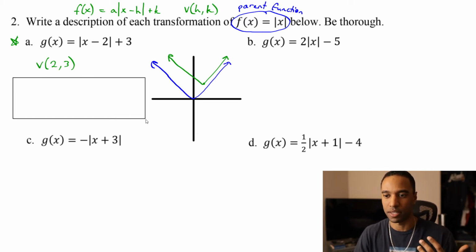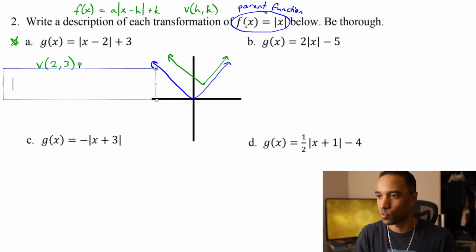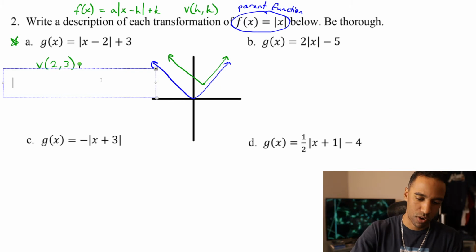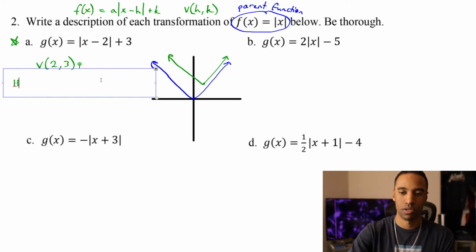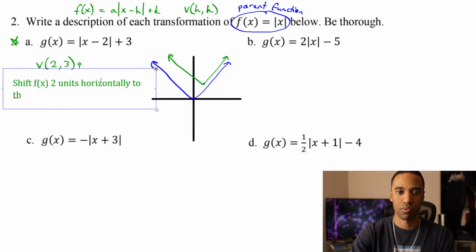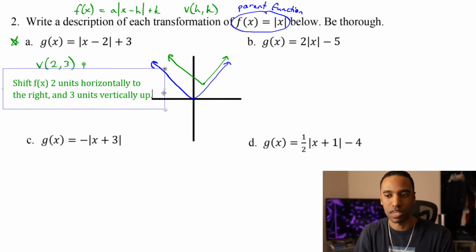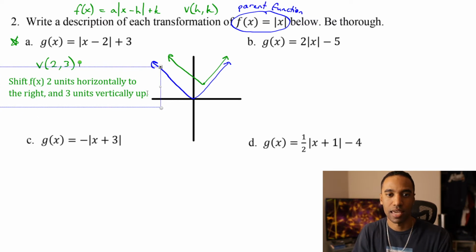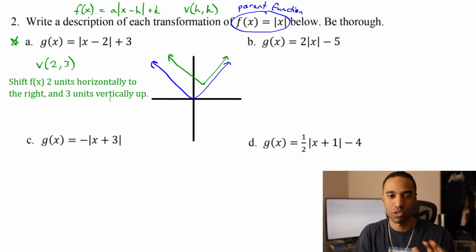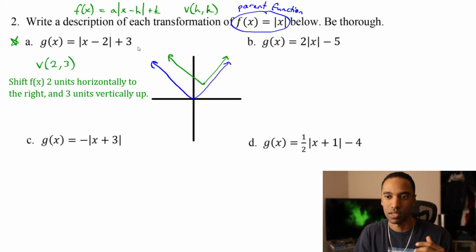That's what you have to describe here. So that's what I'm going to do right here in green. I'm going to type this one out for you. This is more in mathematical terms. I'm going to shift f of x 2 units horizontally to the right and 3 units vertically up. I don't know if I have to use vertically and horizontally if I'm saying right and up, but that's just giving you the idea that they are vertical and horizontal shifts, and that's what occurs. Again, there's no stretch or flip or anything like that. That's all that remains on that one.